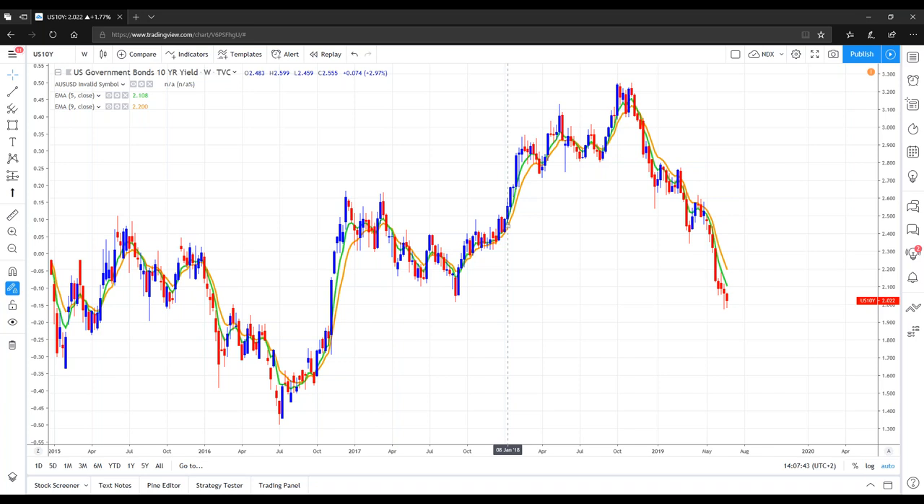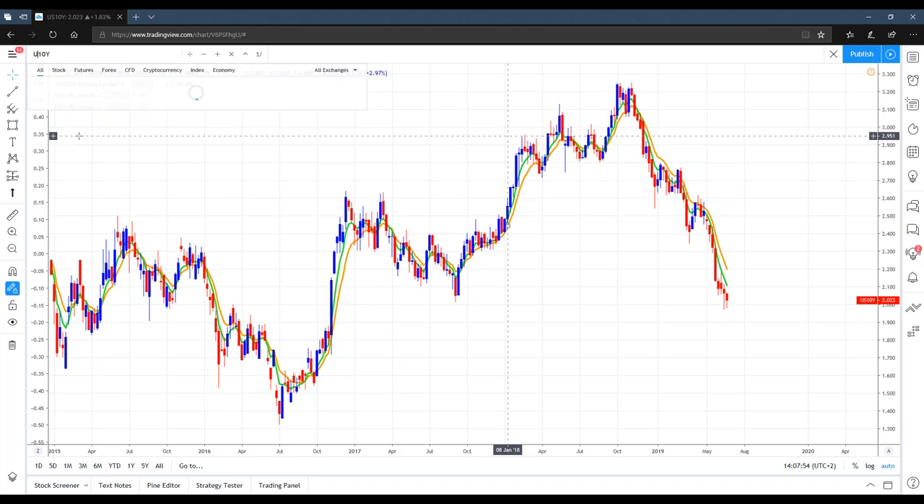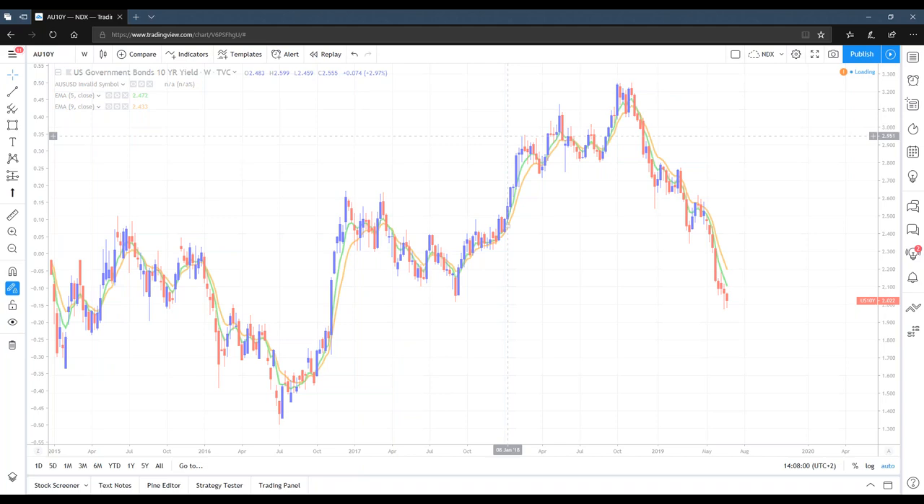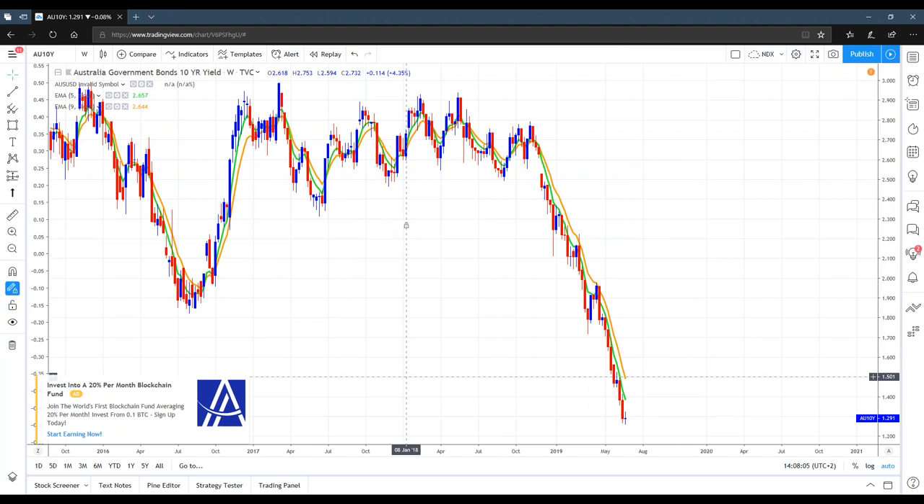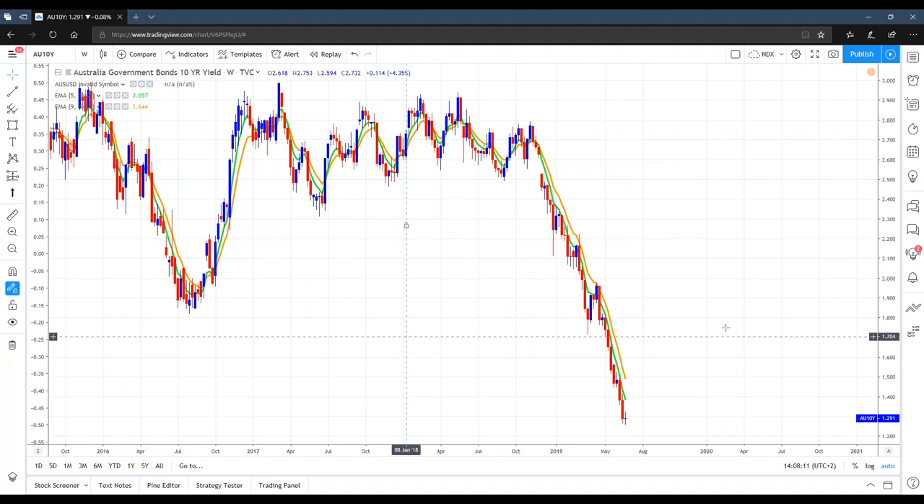Let's just take a look at the Australian 10-year. So we can see it's roughly 2% for the US 10-year. The Aussie 10-year, you can see it's at a lower rate, 1.29%. And it's a very, very strong movement down in the Australian 10-year.